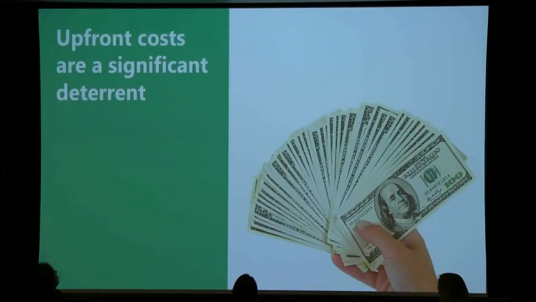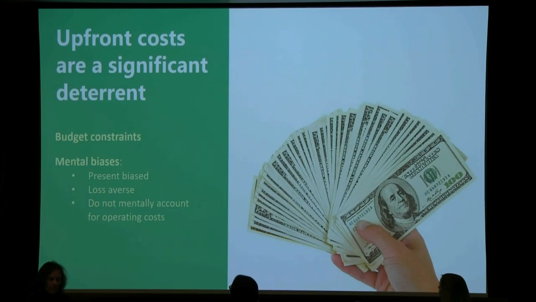So, as you might expect, the elephant in the room, upfront costs are a big deterrent for adopting these behaviors. Some of this might just be, practically speaking, people do not have the budget to pay the price premium that often accompanies energy-efficient goods. But even among higher-income households, you can imagine there are a lot of mental biases that get in the way. We tend to be present biased. We want to have more money in hand now and care less about savings that we may accrue in the future.